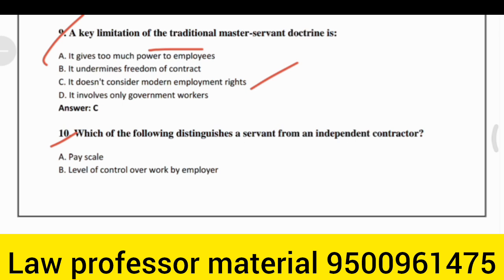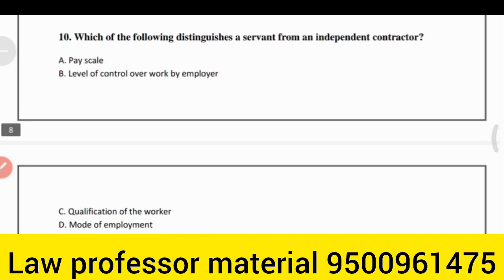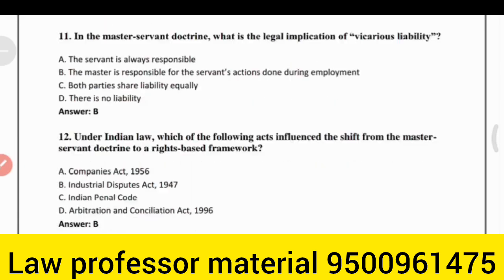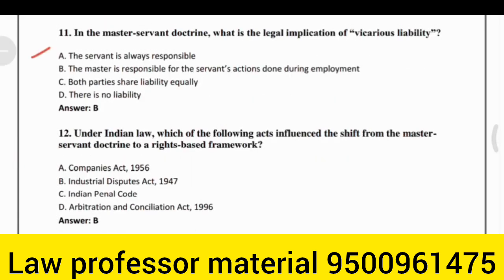Which of the following distinguishes a servant from an independent contractor? Option B, level of control over work by employer. In the master servant doctrine, what is the legal implication of vicarious liability? Option B, the master is responsible for the servant's actions done during employment.